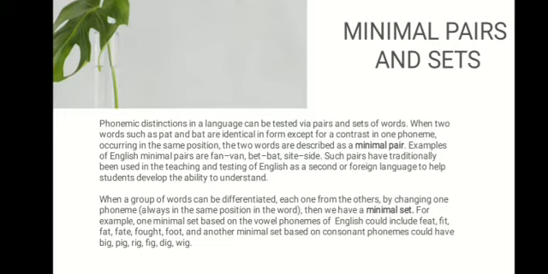When a group of words can be differentiated each one from the others by changing one phoneme, always in the same position in a word, then we have a minimal set. For example, one minimal set based on the vowel phoneme of English could include feet, fat, foot, and another minimal set based on consonant phonemes could have big, pig, fig, dig, and wig.